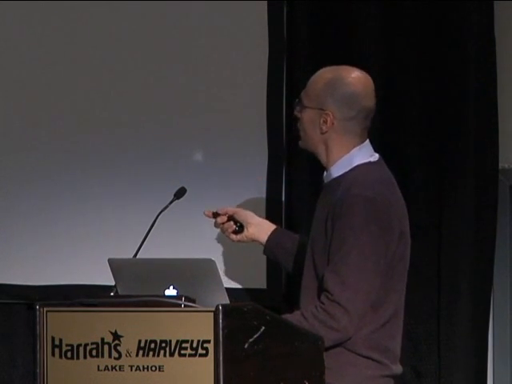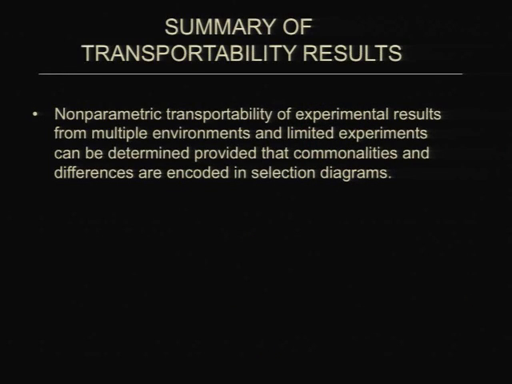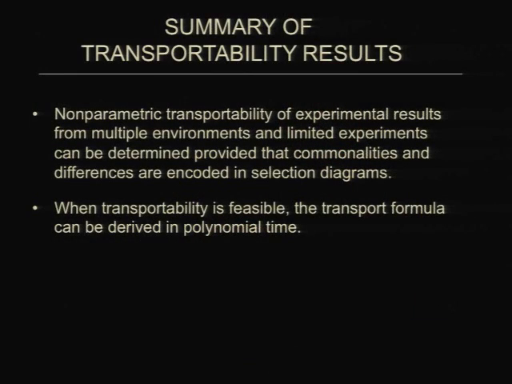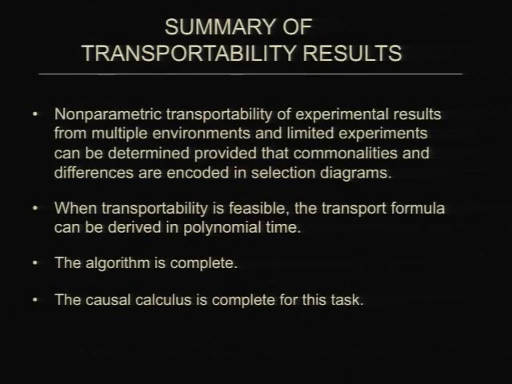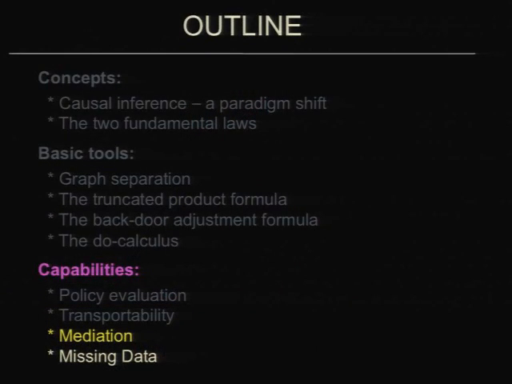Let me just give you the summary of the transportability results that we have so far. Non-parametric transportability of experimental results from multiple environments and other variations can be determined, provided that you have a selection diagram that is encoding these commonalities and differences, the qualitative layer 3 things that are needed. When transportability is feasible, the transport formula can be derived in polynomial time. The algorithm is complete, and the causal calculus is also complete for that, if you want to play with the calculus. That's it. I will pass the ball to Yuda.